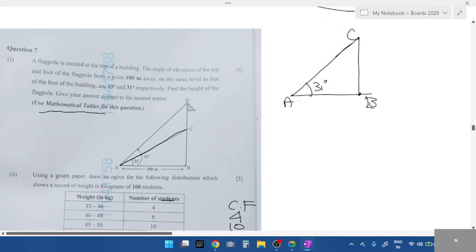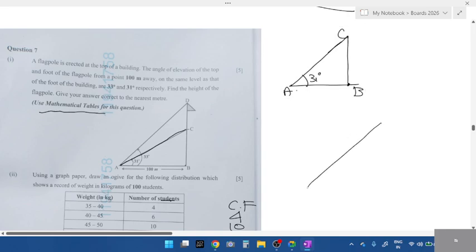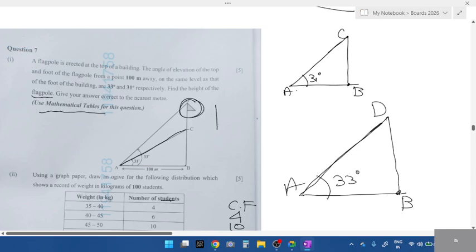Then tell me the next one, 33 degrees. Which two lines is 33 degrees touching? AD is one. AD will be the hypotenuse. And the other one is AB, right? AD and AB. What do we need to find here? Find the height of the flagpole. DC is the flagpole, students. We need to find the value of DC. This is the concept. And what is the distance between A and B? 100 meters. Very simple question.